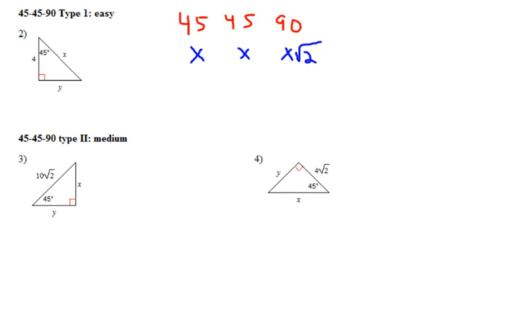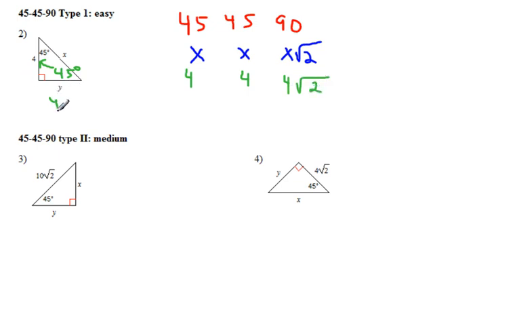So, for example, here we see 4 is across from one of the 45 degree angles. That means if I were to write this angle in, this is 45, because what else could it be? Because 45 plus 45 is equal to 90. That 4 is opposite of my 45 degrees. That means that 4 goes here. That means if that x is 4, this x is 4, and this is 4 root 2.